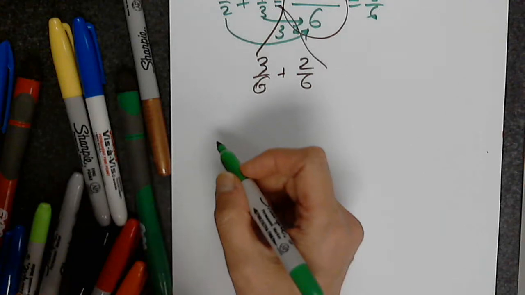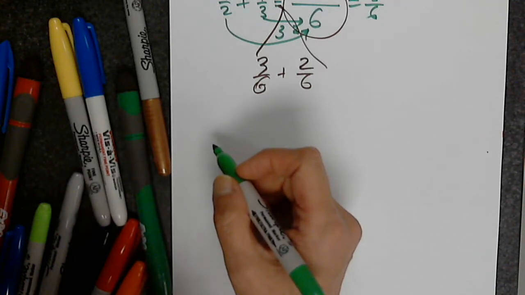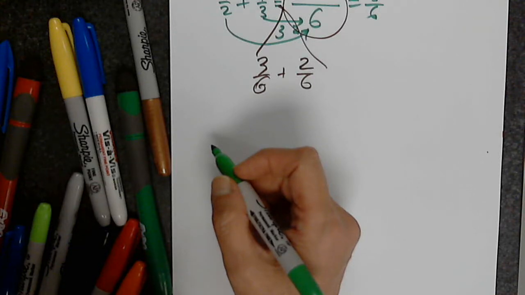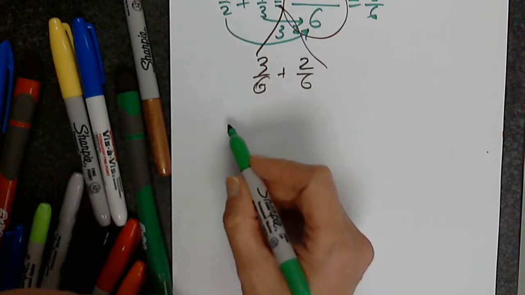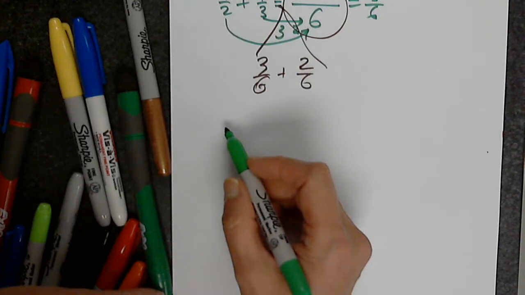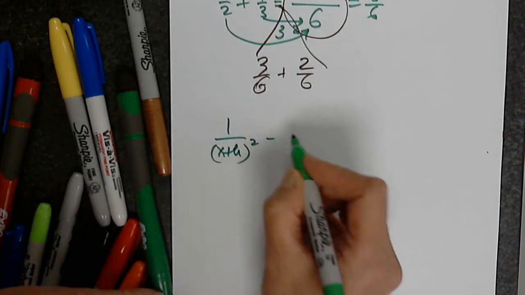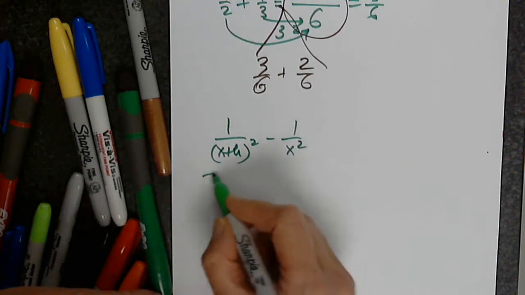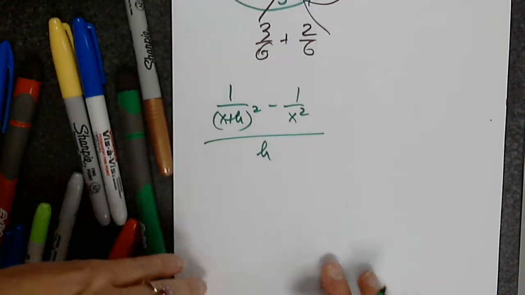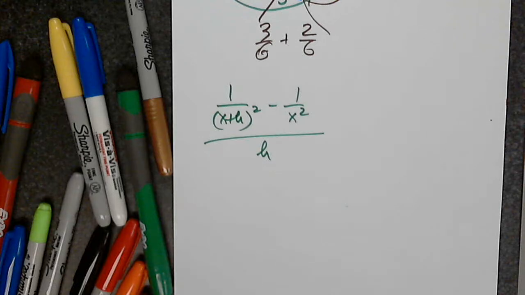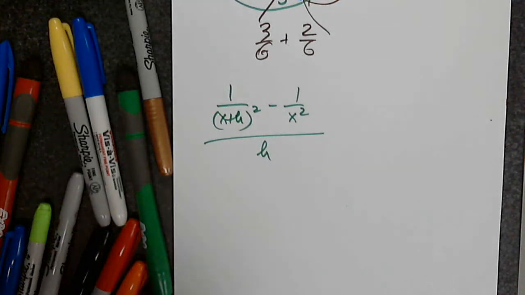So what does that say? Simplify that expression. It's going to be, sorry, 1 over x plus h parentheses squared minus. I thought we did this together. No? No. Okay. That's fine.